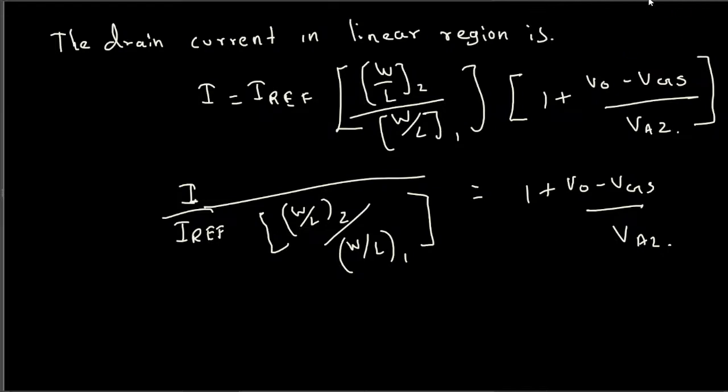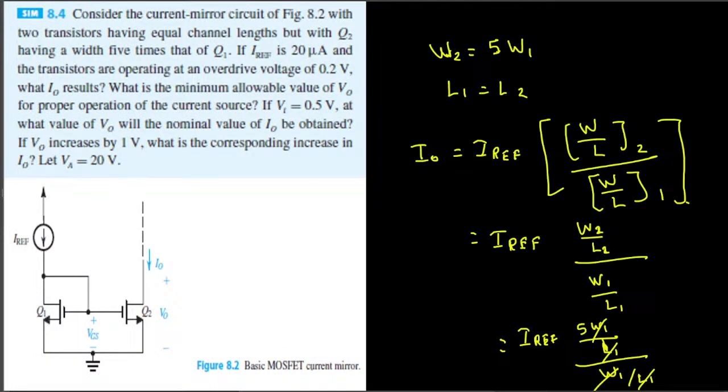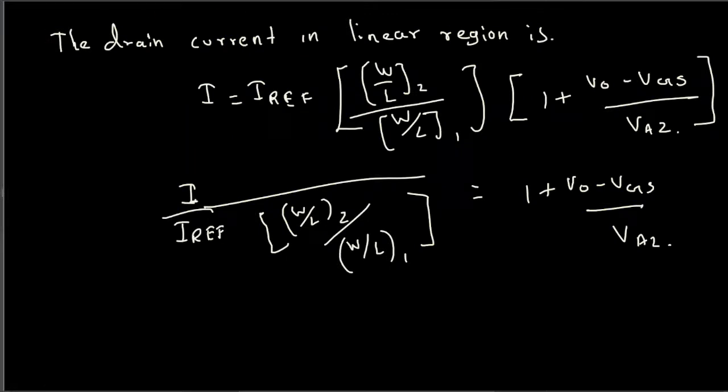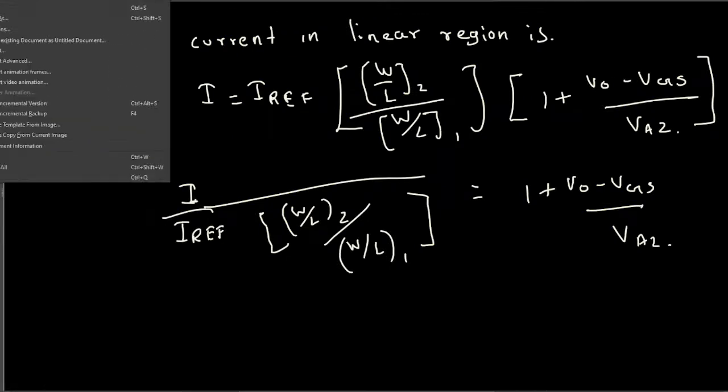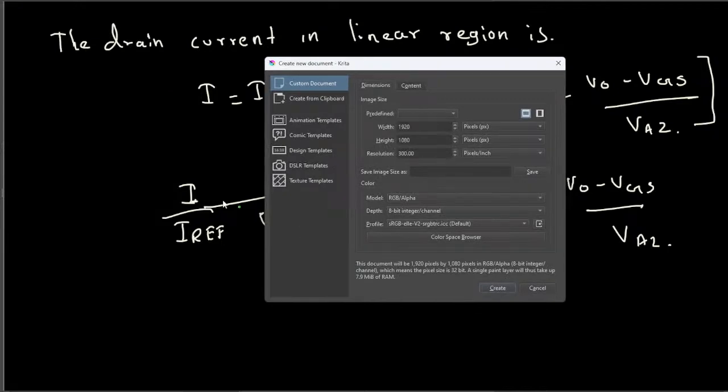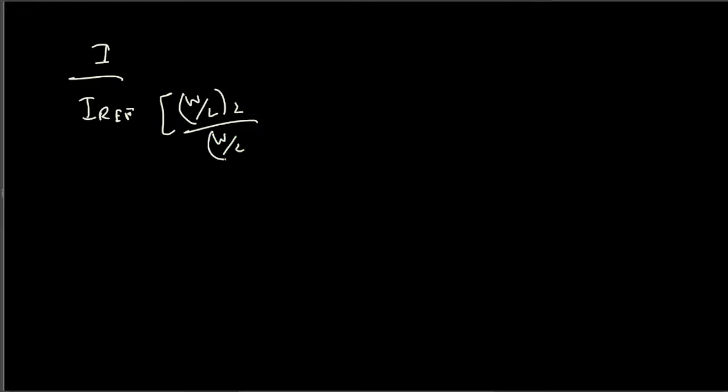Also for the nominal value here, it's mentioned: if Vt is equal to 0.5 volts, at what value of V0 will the nominal value of I0 be obtained? When they say nominal, there's a condition we have to consider: this ratio, I over I reference, W over L2 over W over L1, will be equal to 1.